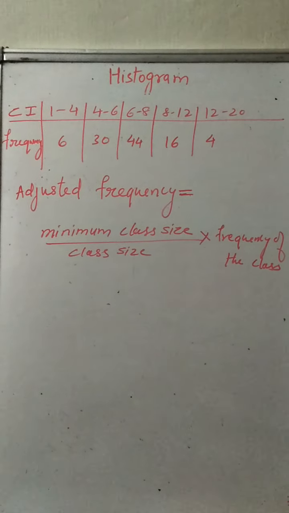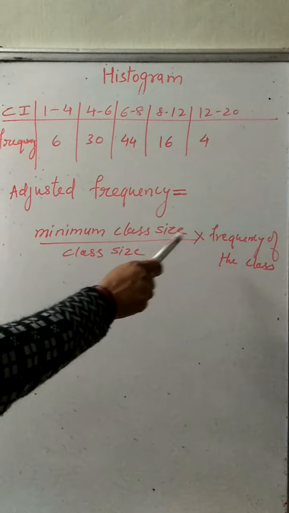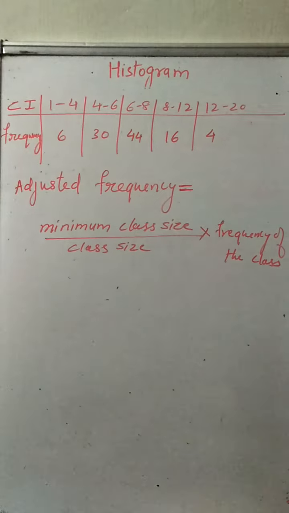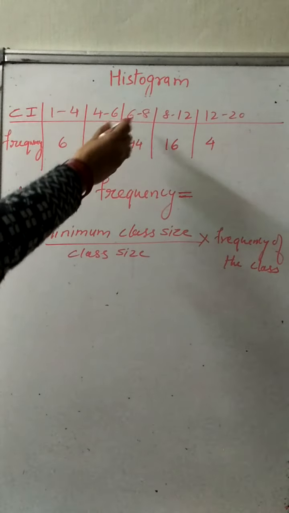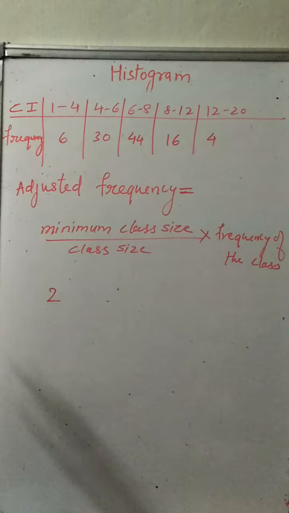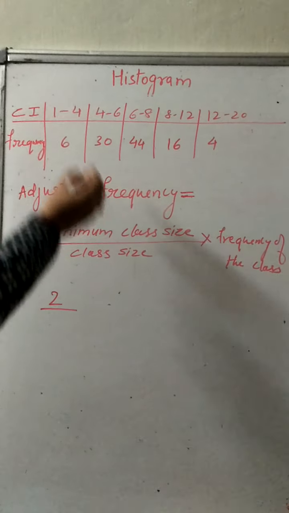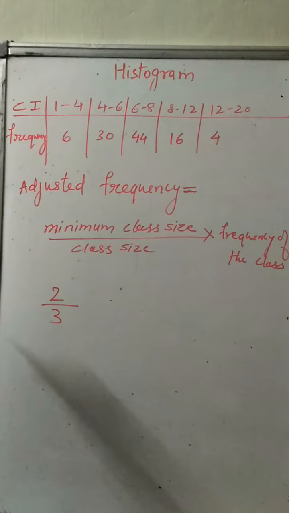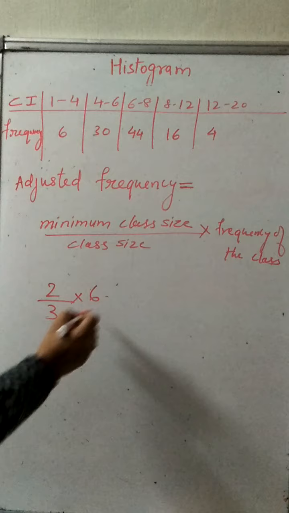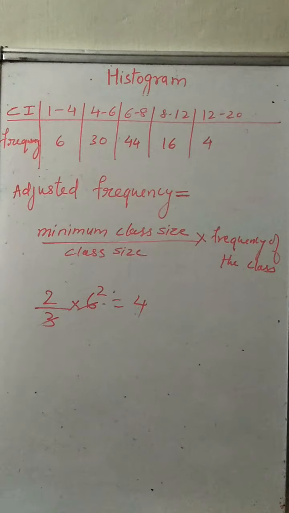So the formula for adjusted frequency is minimum class size divided by class size, into the frequency of the class. Now from here you have to select which is the minimum class size. So just now we have observed the minimum class size is 2. So we are going to calculate for the first class interval. For the overall minimum, the class size is 2 and the class size of this class is 3. So 2 by 3. And the frequency belonging to this class is 6. So 3 ones are 3, 3 twos are 6. So here the adjusted frequency is 4.